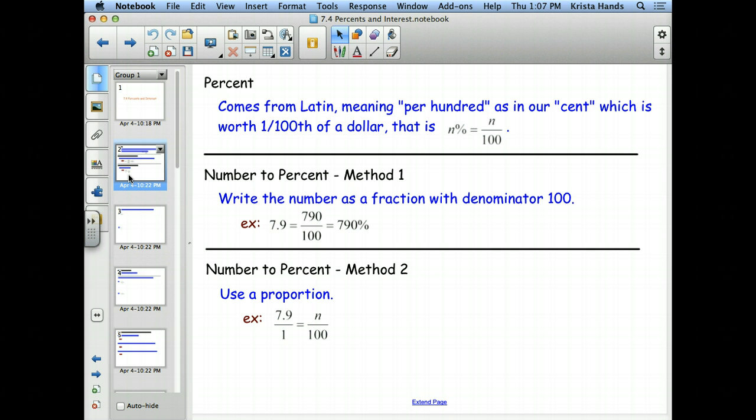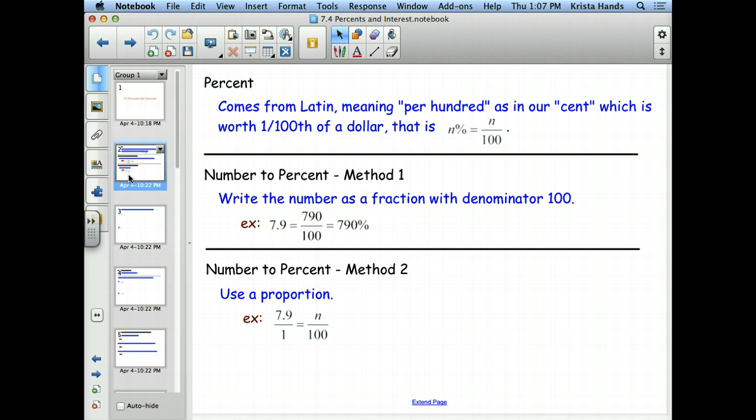If you have 15 pennies, that's 15 out of 100, or 15 out of a dollar, which is worth 100 pennies. So there's two different ways to turn a number into a percent that your book shows. One way of doing that is to write whatever the number is over 100. Okay? So if you were to write 7.9 and express it as something over 100, the 7.9 ends up getting multiplied by the number 100. So this 7.9 becomes 790, and that is 790 per 100, or 790 percent.